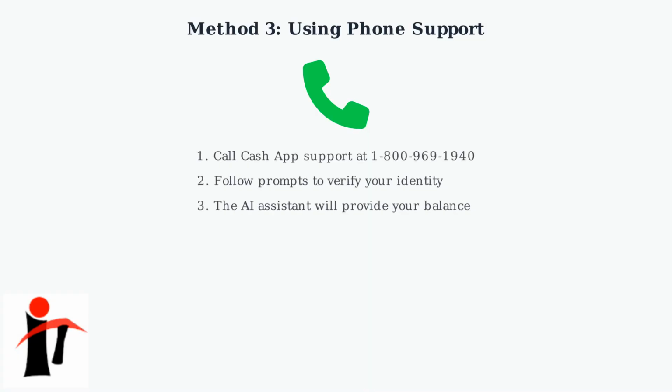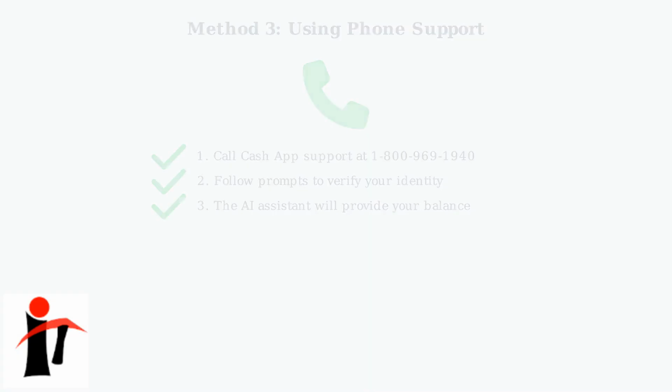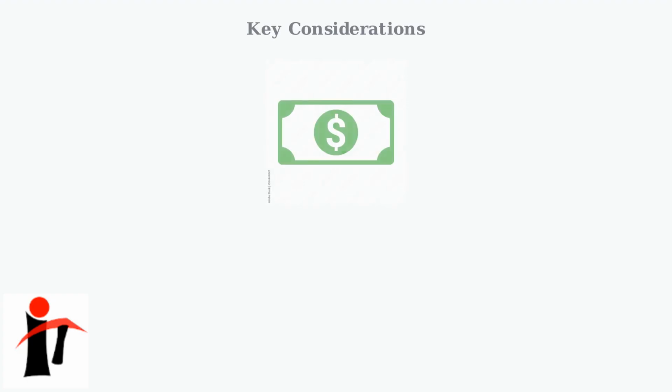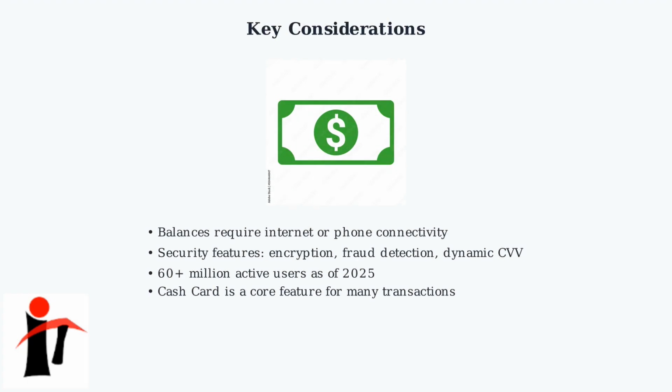Finally, using phone support. Call Cash App support at 1-800-969-1940. Follow the prompts to verify your identity, and the AI assistant will provide your balance. Remember, balances can't be checked offline, and security is paramount, with encryption and fraud detection in place.